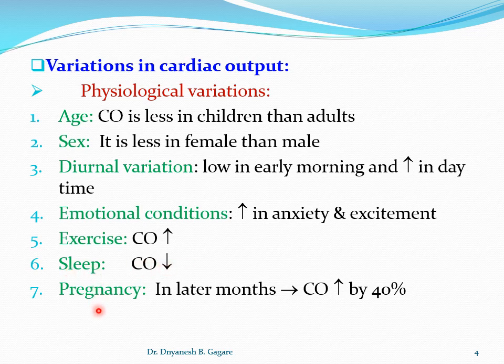Now pregnancy: in pregnancy the cardiac output increases, through the first trimester, second trimester, third trimester, it goes on increasing. In the later months, that is the third trimester, the cardiac output can be increased up to 40% of its normal value. So during pregnancy cardiac output increases during the later months of gestation. Now we'll continue, next slide.